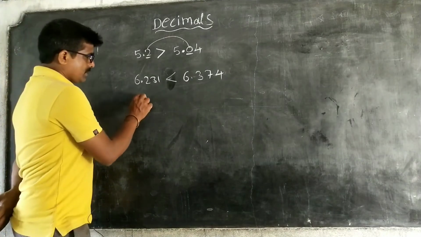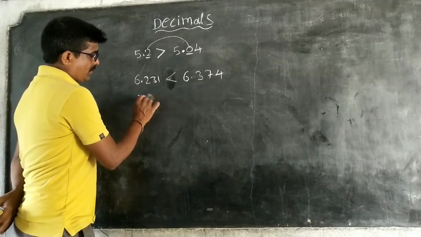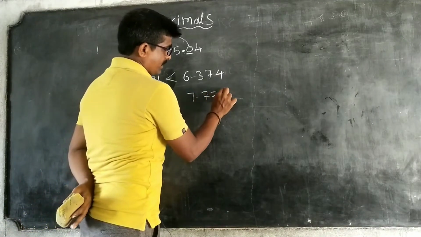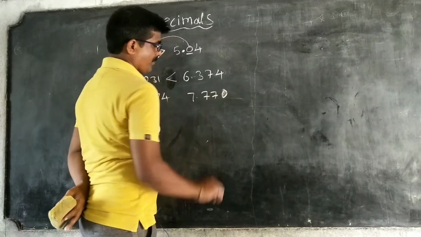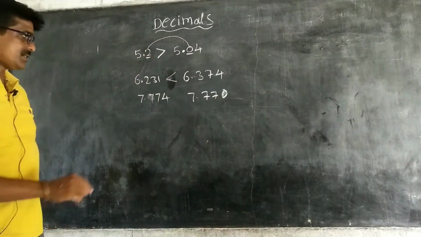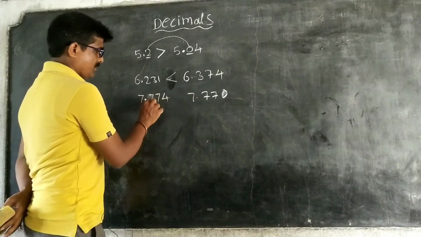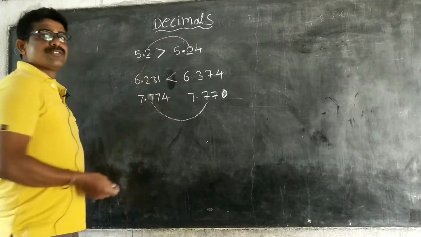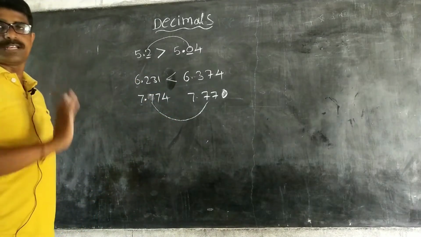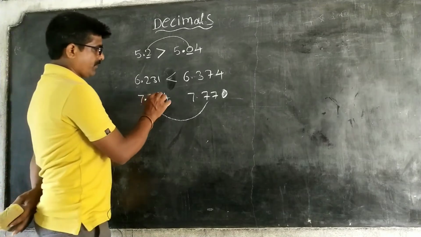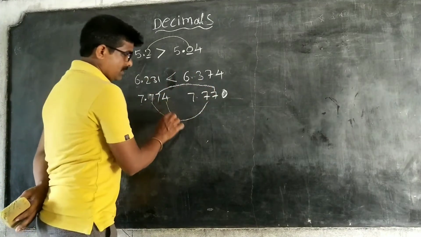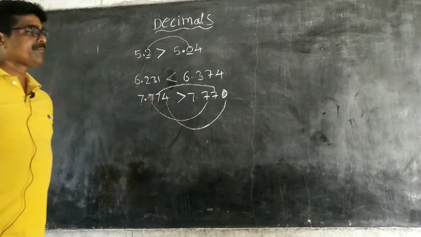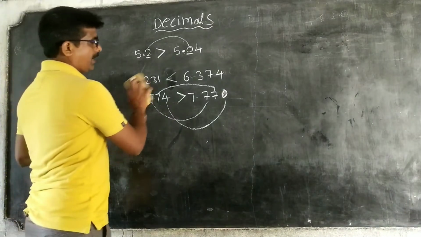Next, 7.774 and 7.770. In this, first compare the integral part, which is equal. If the integral parts differ, whichever is bigger is automatically bigger. Here we go further: 4 and 0, which is big? 4 is bigger. For example, I am taking another example.